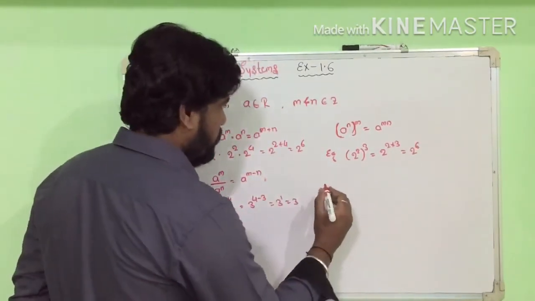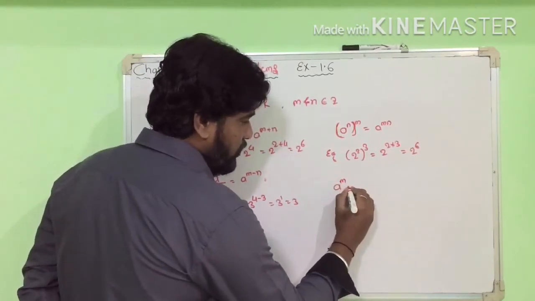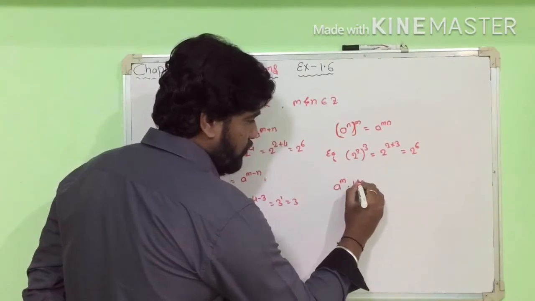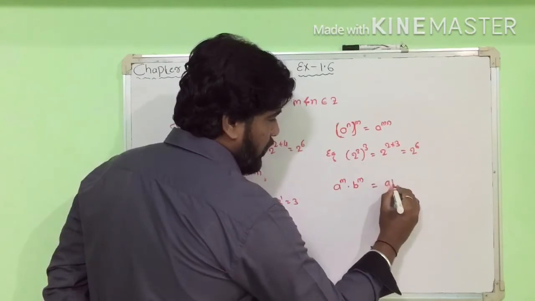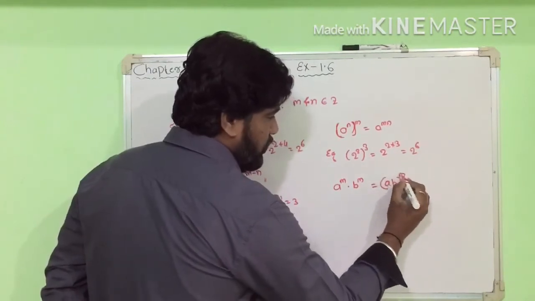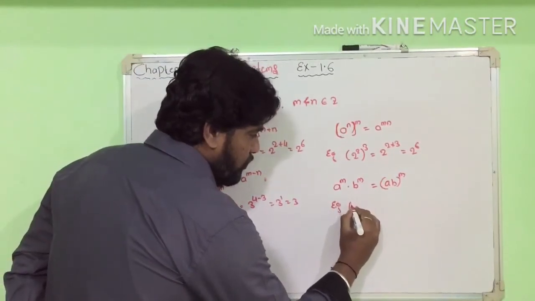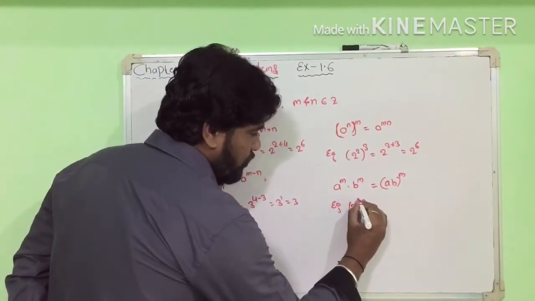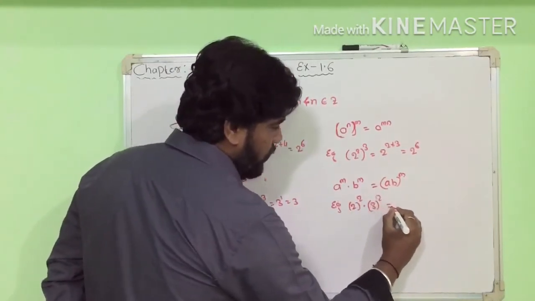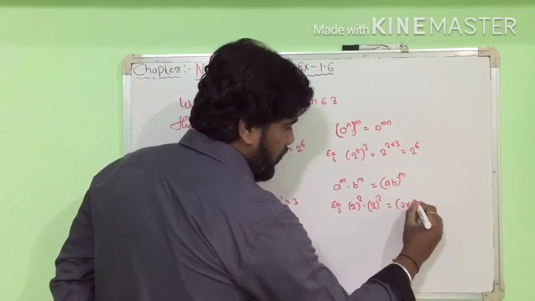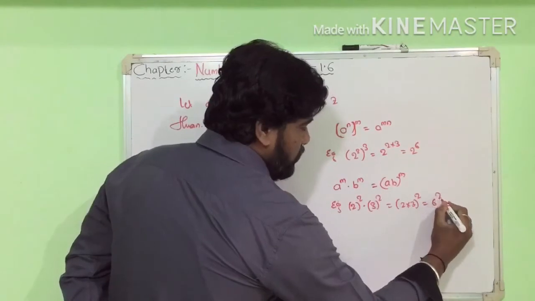So one more, the last one, a raised to m into b raised to m. We can write ab whole raised to m. For example, 2 raised to 2 into 3 raised to 2, we can write 2 into 3 whole square, which is equal to 6 square.